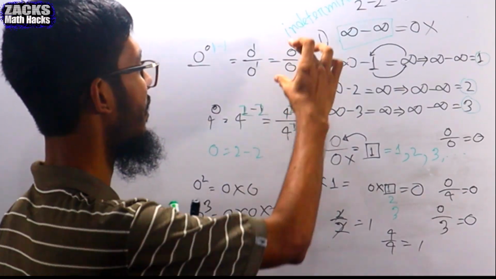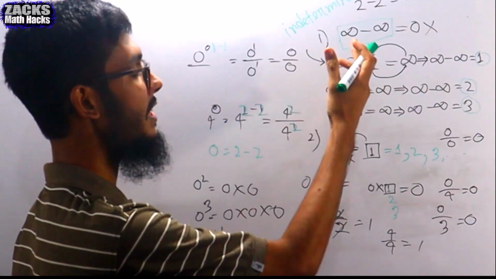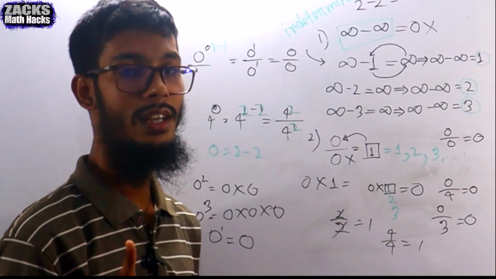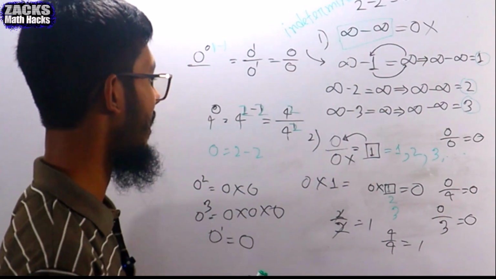So now tell me, what is the answer? What is the answer of 0 by 0? It is an indeterminate form. It is an indeterminate form, not undefined. Undefined is another term. Okay. Also, meanwhile, let me clarify what is undetermined.